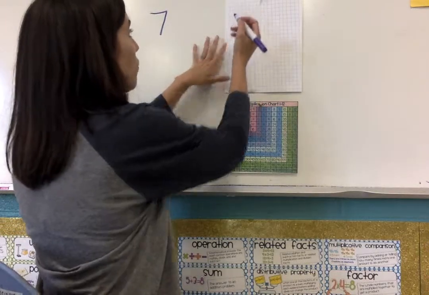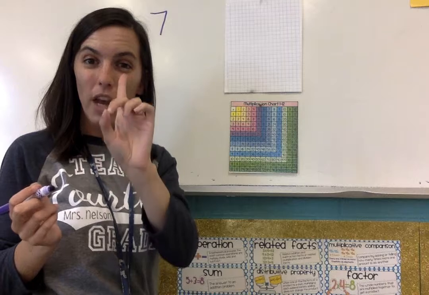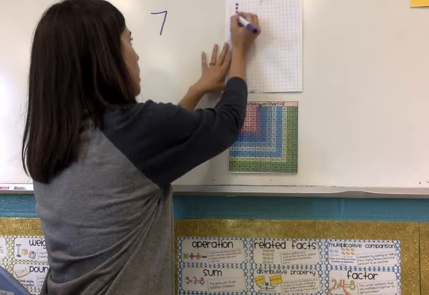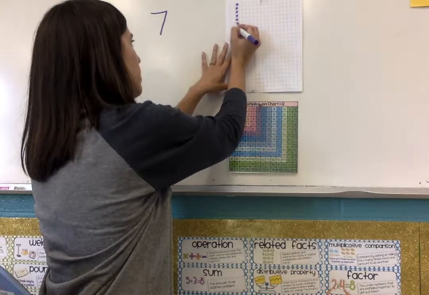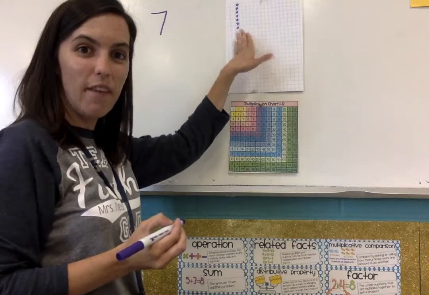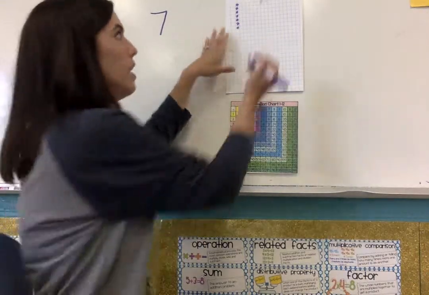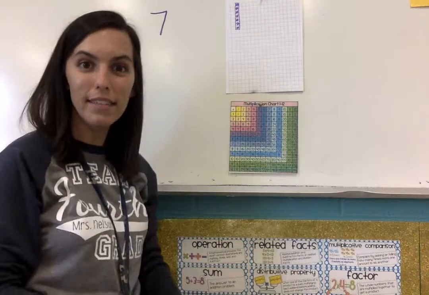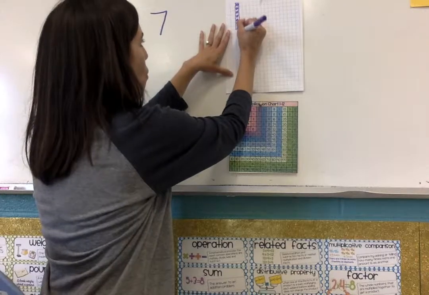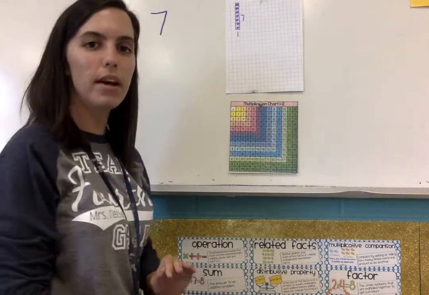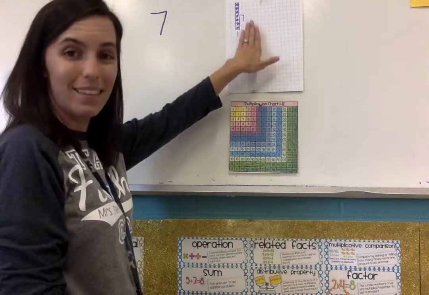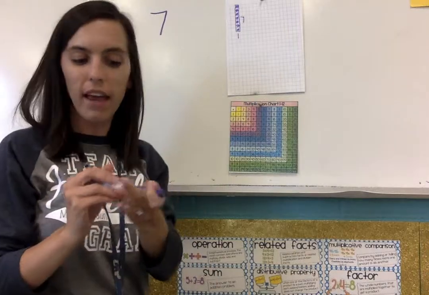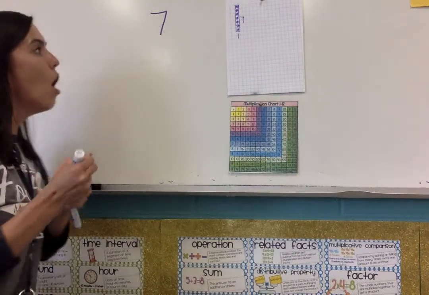So, for my graph paper, I'm going to start with one column, okay? So I have 1, 2, 3, 4, 5, 6, 7. I colored in 7 squares because I'm trying to find the factors of 7. Did this make a rectangle? Absolutely, yes it did. And we would call this a 1 by 7 array because it has one column and 7 rows. Okay, I tried one column and I got a rectangle. So I know 1 and 7 are factors of 7.